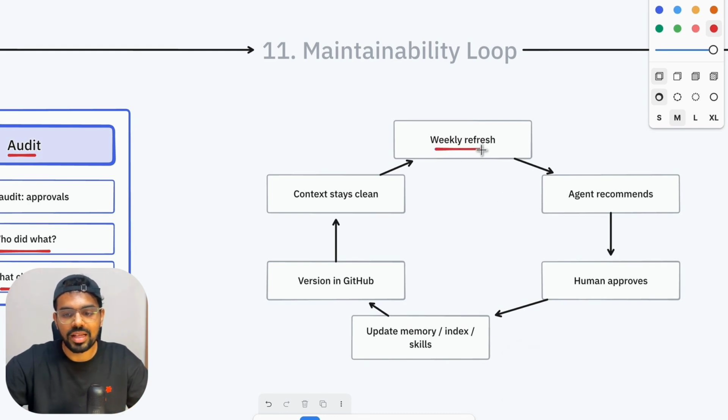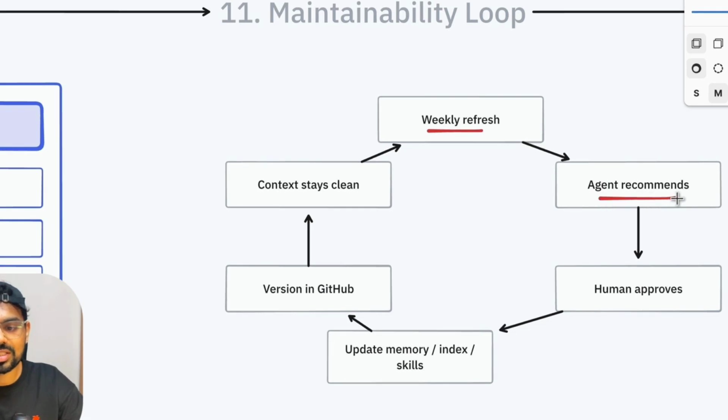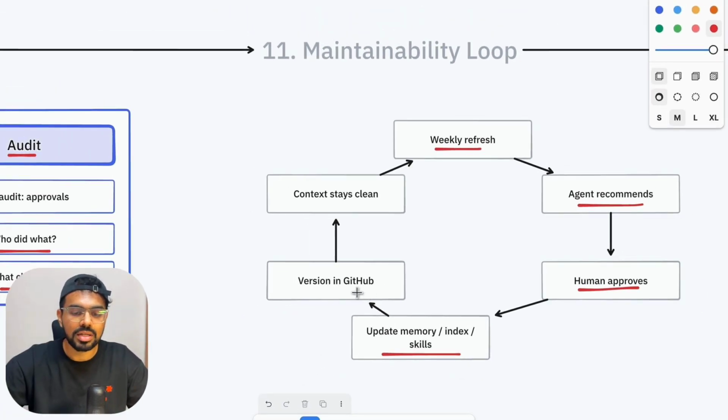So this is how the entire loop will look. There would be a weekly refresh where first your agent recommends all the changes, plus your team would have already made some changes. There will be one admin or human who approves everything, so that someone has a broader idea of how the system is working. Memory, index, and skills files would be updated, and this would be versioned in GitHub. So you can also revert these changes down the line if something is looking off, or if a team member did something, you can see who did it and revert that.